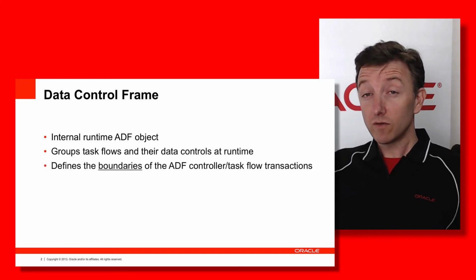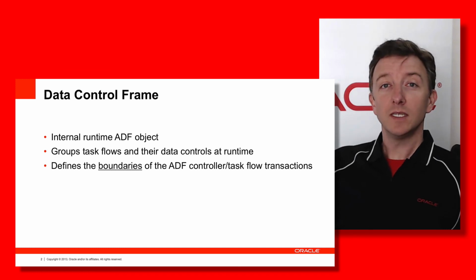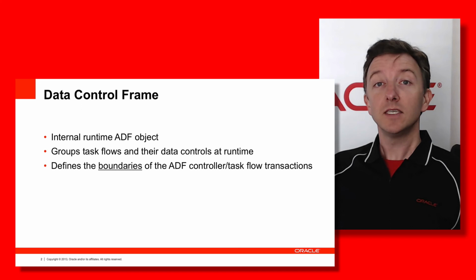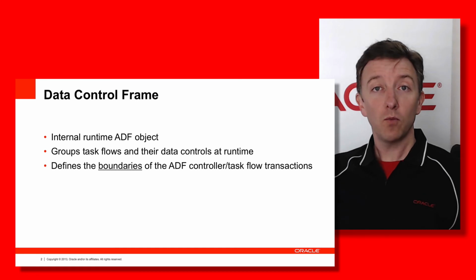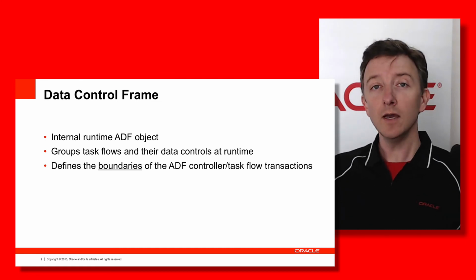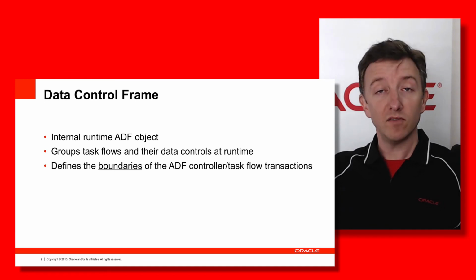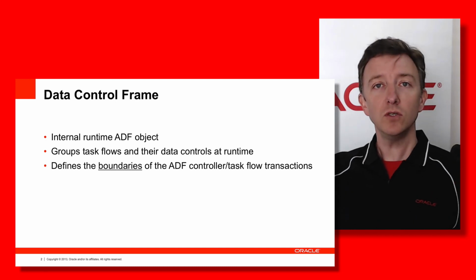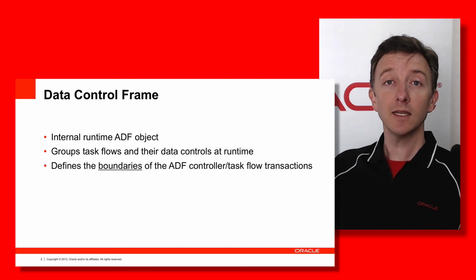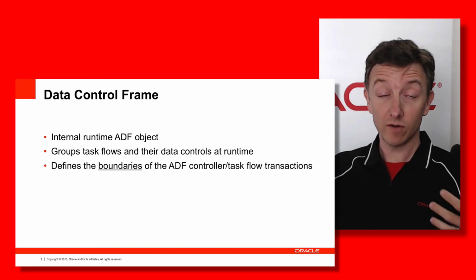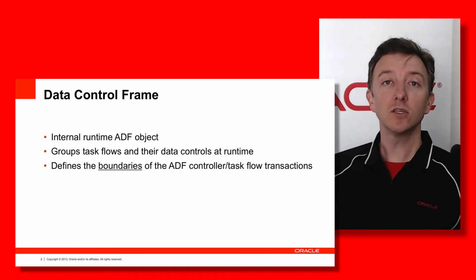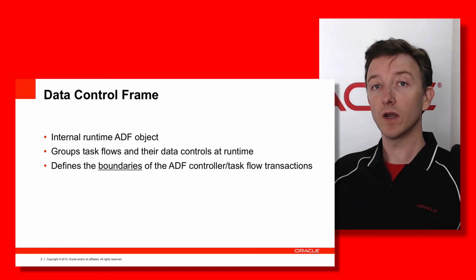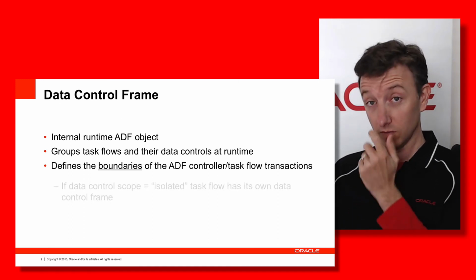Now what the data control frame is designed to do is to group disparate task flows that are chained together and their data control instances at runtime. So ultimately he is designed to say, well, if we've got a number of BTFs that are calling each other and the first BTF has an isolated data control scope option and all the others have shared, and there are a number of data control instances used within that bounded task flow chain set, then basically the data control frame is the guy that tracks all those bounded task flows that are a part of that group and all the data control instances that are used within the data control frame or referenced within the bounded task flows themselves.